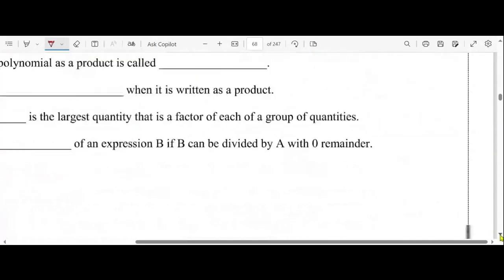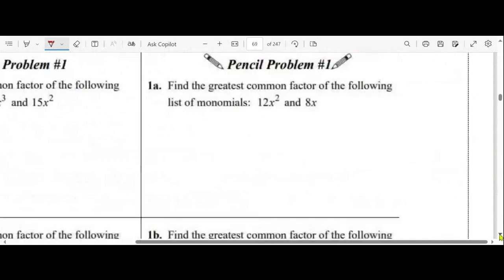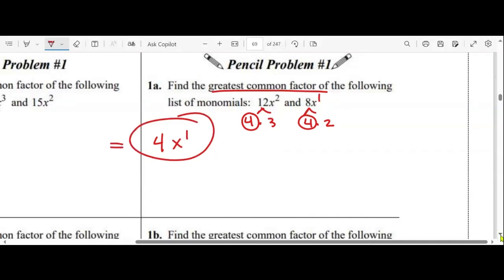More details on this lesson, okay? Here we go. Find the greatest common factor of the following. I have 12 and 8. 12 is what by what? 4 by 3. And 8? 4 by 2. So the common one is what? 4. You take 4. And we take the lowest x. Is this clear? Next one.